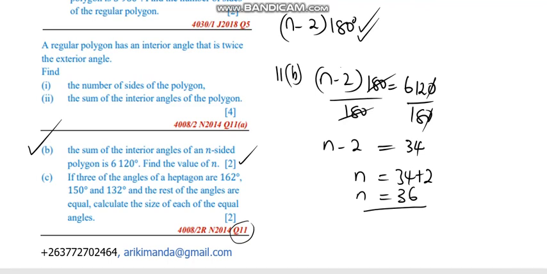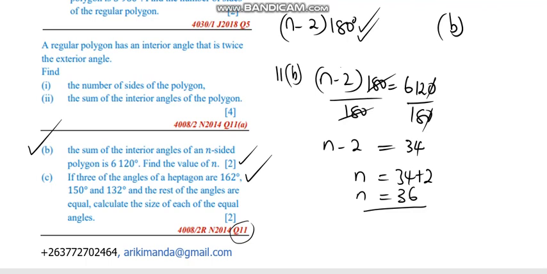Let's proceed to part C of our question, which says if three of the angles of a heptagon are 162, 150, and 132, and the rest of the angles are equal, calculate the size of each of the equal angles. Right? This is part C of our question. We are told about a heptagon. A heptagon is a shape with seven sides. Take note, a heptagon has 7 sides.